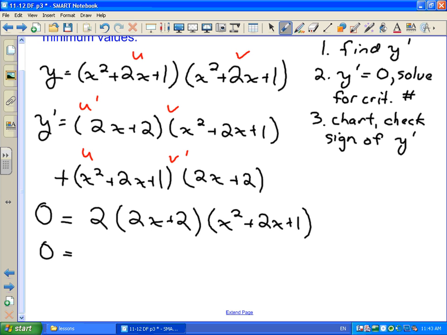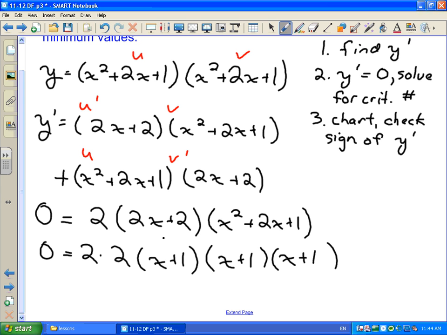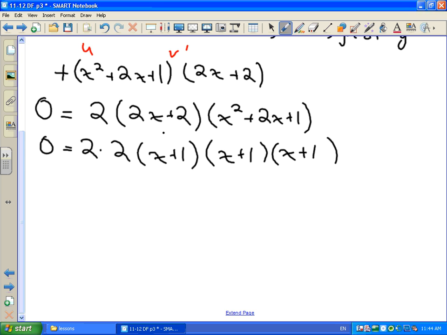What's left to factor here? Well, I can factor a 2 out of this expression right here. So I'll have 2 times 2x plus 1. And what about that second term in brackets there? Can I factor that? So now, I've got something that I can simplify a lot here. This becomes 4 times x plus 1 cubed.